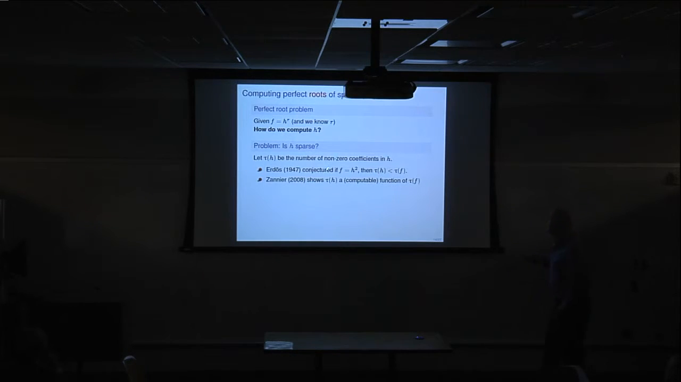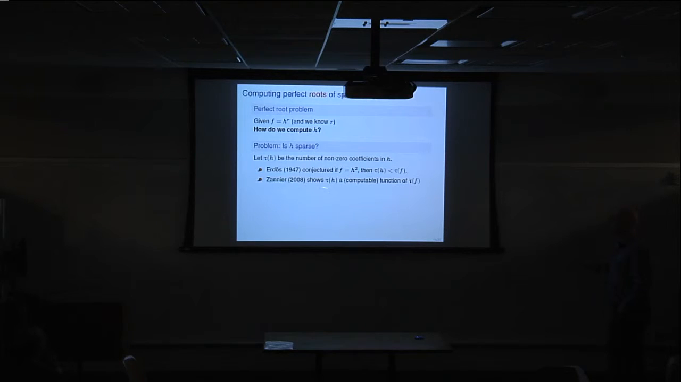This is this conjecture of Erdős in 1947. If tau of H is the number of terms in H, Erdős conjectured that if f was h squared, then tau of h had to be less than tau of f. It actually probably should be the square root of the number of terms, is sort of what you expect if you look at the number of constraints and things like that. But that was his conjecture.